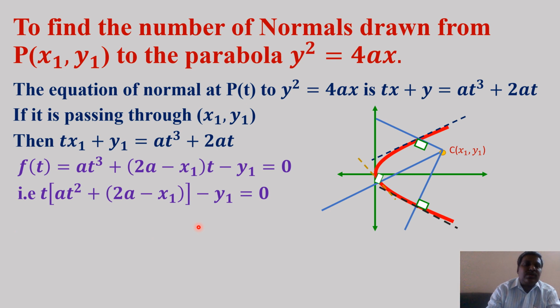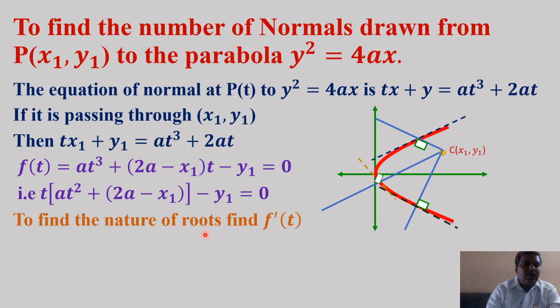So the number of normals depends upon the nature of the roots of my cubic equation. How many roots does it have? 3 roots. These 3 roots correspond to the slopes of the normals. They are minus t1, minus t2, minus t3, say. Now, to find the nature of the roots, we find f dash t.